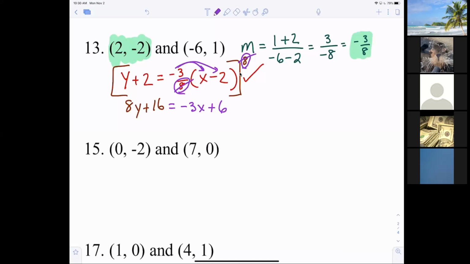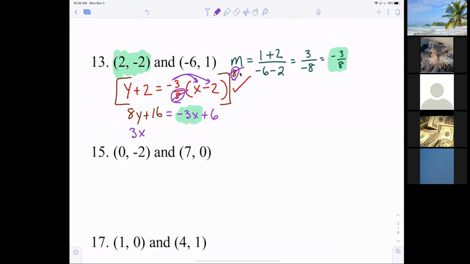Well, now you've got to move the x and y together. So what do I have to do with the minus 3x? Make it positive. So it's 3x plus 8y. What do I have to do with the 16? Because you're moving it from the left side to the equals, to the right side, so you have to subtract it. 6 minus 16, which is negative 10.